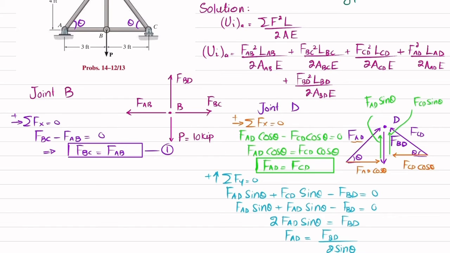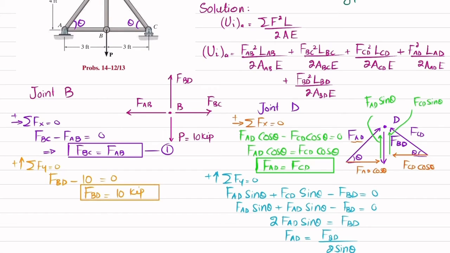Now we will again go back to joint B and apply another equation of equilibrium, that is, the sum of all forces along the y direction must be equal to 0, and upward force is taken as positive. So you can see one force is FBD, which is upward, and the second one is 10 kips downward. Their sum must be equal to 0. So FBD minus 10 is equal to 0. From here you will get FBD equal to 10 kip.